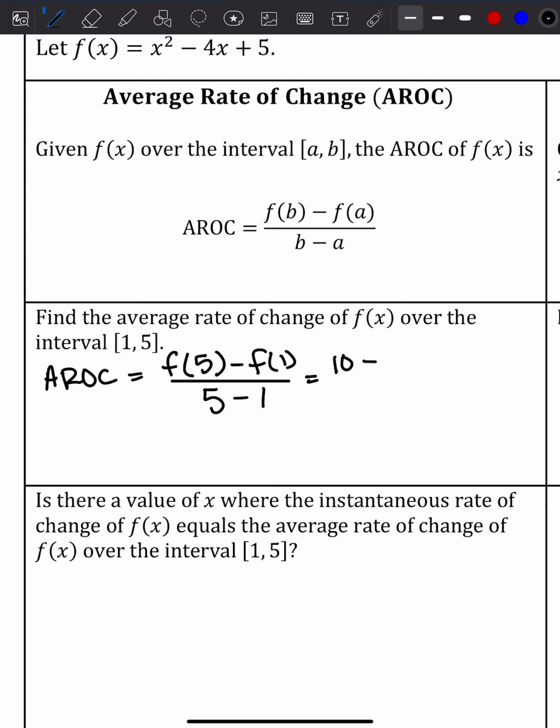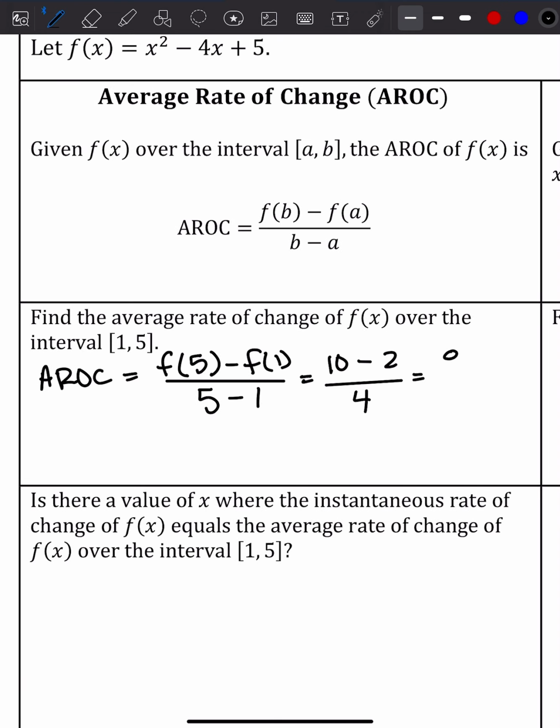We're going to do the same thing but with 1. 1 squared is 1. 4 times 1 is 4, so 1 minus 4 plus 5 should be 2. 5 minus 1 is 4, so we're looking at 10 minus 2 over 4. 10 minus 2 is 8. So our average rate of change is 2.